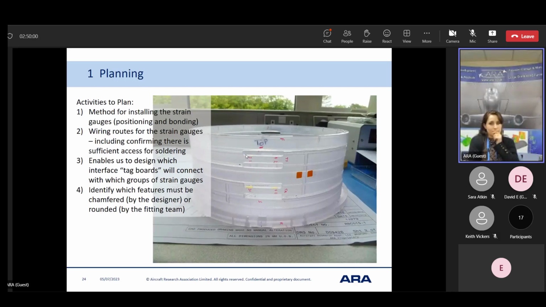Activities to plan were going to be the method for installing the strain gauges, positioning and bonding, confirming there was sufficient access for soldering, and working out all the wiring routes to get the wiring from the various bridges on the balance to the tag boards on the front end where plugs would be fitted for model installation. Also identifying which features needed to be chamfered and any feedback adjustments for the design and manufacturing team.